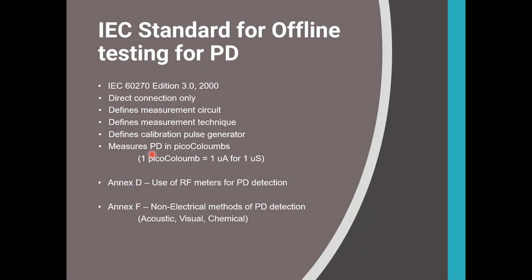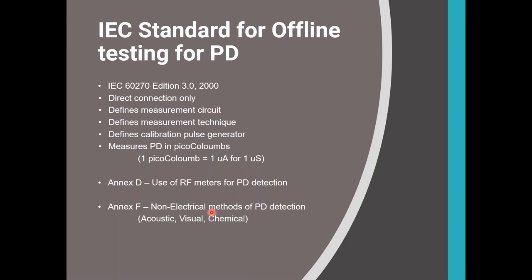The IEC 60270 addresses direct connection only, defines the measurement circuits, the technique, and defines the calibration pulse generator that you use. So it goes into a lot of detail on how you do the setup of your testing. PD is measured in picocoulombs for the IEC standards, and it gives you the definition. So a picocoulomb is 1 microamp for 1 microsecond in time.